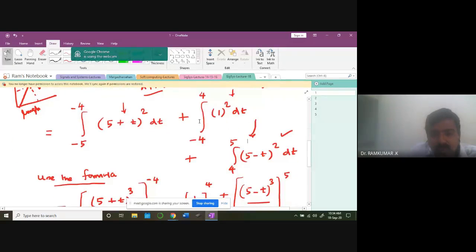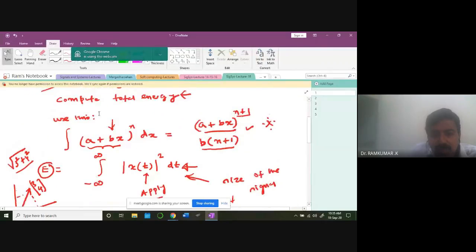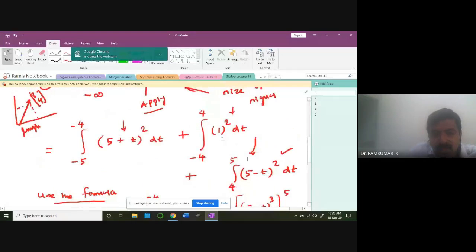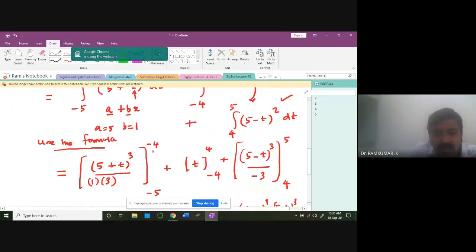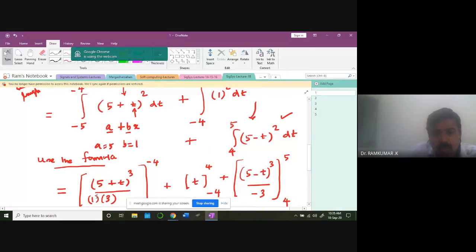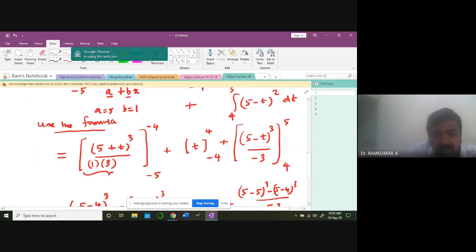Then we use the formula. What is the formula? (a plus bx) the whole power n integrates to (a plus bx) to the n plus 1 by b of n plus 1. Simply substitute it. Here b is equal to 1 and a is equal to 5. So a is 5, b is 1. The formula gives (a plus bx) the whole power n plus 1, so 5 plus t the whole cube, with b equal to 1 and n plus 1 equal to 3. That's all. Directly you get the integral values.